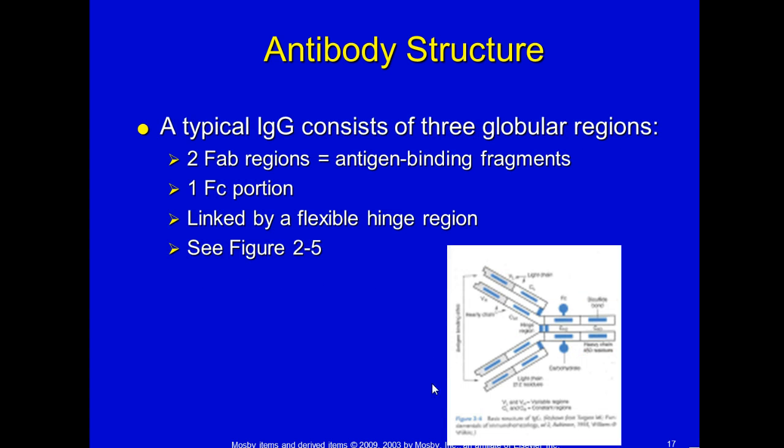The typical immunoglobulin consists of three globular regions. First, we've got two Fab regions. The Fab region here is the antigen binding area. There is also an Fc portion, which I call the stalk, okay? And they're linked by a flexible hinge. There's a hinge area right in the middle here.